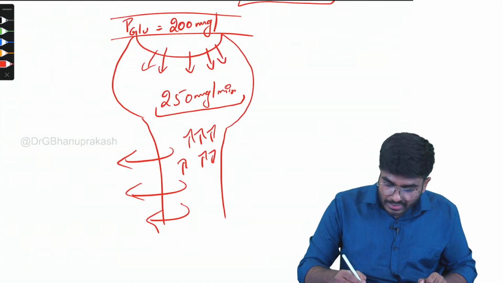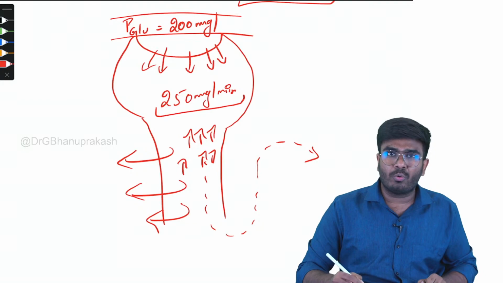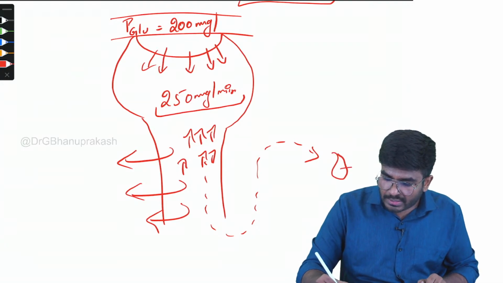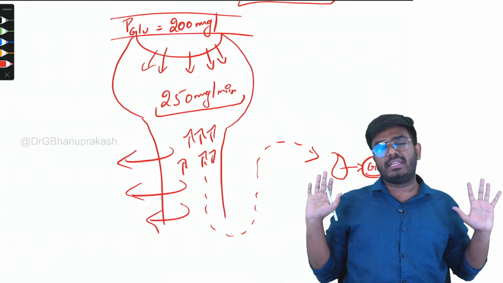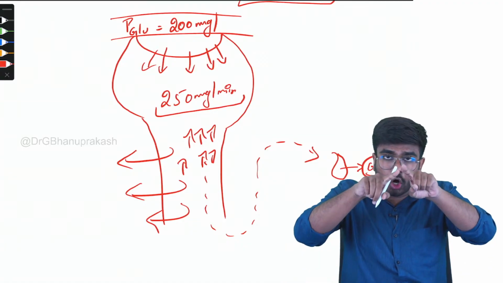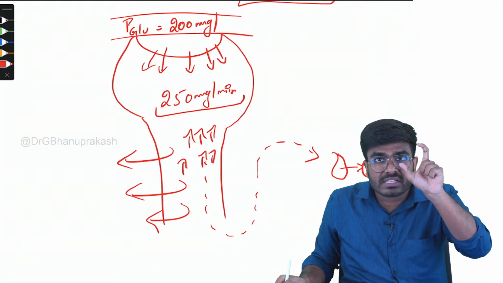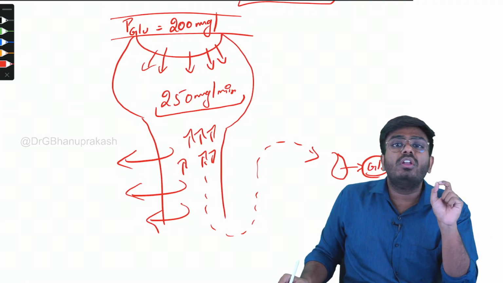So now what will happen? Now some glucose will start to leak out. So glucose is coming in the urine. Glucose is appearing in the urine. Now my question is, at which concentration of plasma glucose? I have taught all the story for this one single question. What is the threshold for glucose?